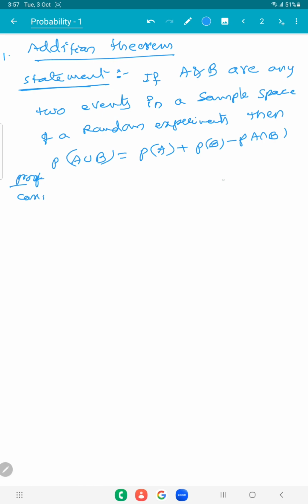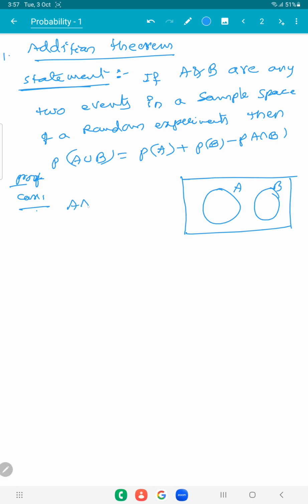The first case is that, suppose this is the sample space. A is an event and B is an event. Clearly A and B have no common points. Case 1 is when A intersection B is equal to empty, that is, mutually exclusive events. So the probability of A intersection B is equal to the probability of the empty set. The probability of the empty set is 0, right?